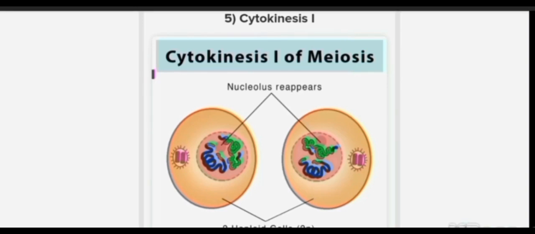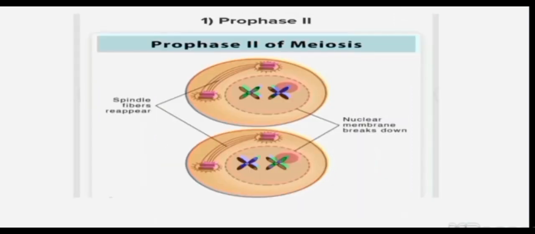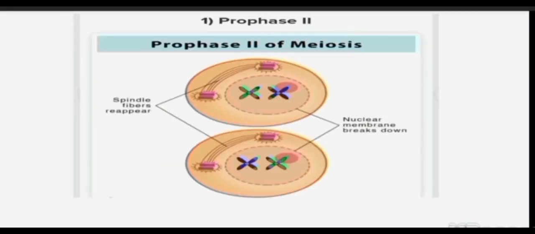Next is the cytokinesis 1 of the meiosis, where the cell would be divided into 2 haploid daughter cells having their own centrioles, their own nucleus, and their own cytoplasm. Next, the 2 daughter cells which are formed through meiosis 1 will enter into meiosis 2, which is just like mitosis. So this is the prophase 2 of the meiosis, the first stage where the cell enters.